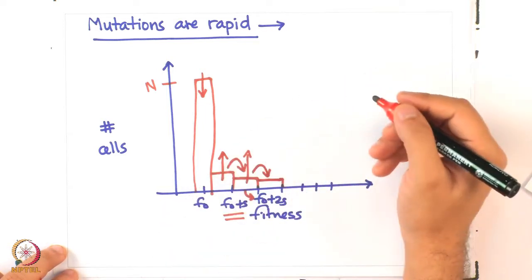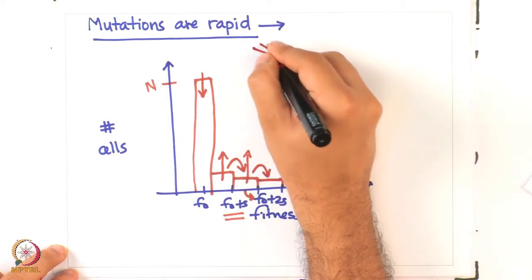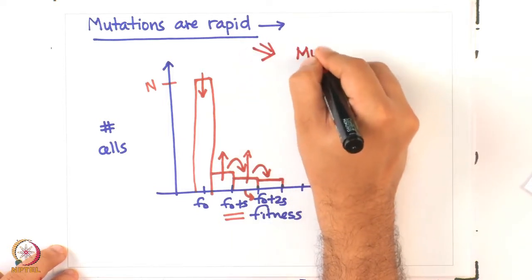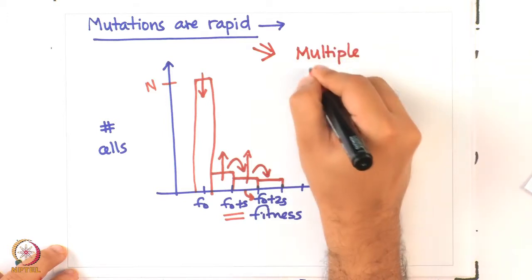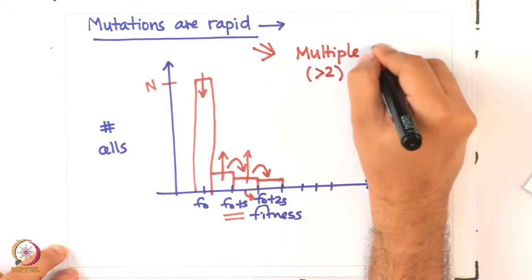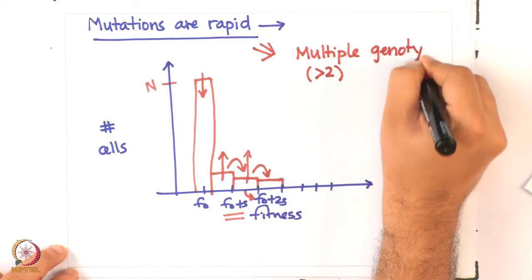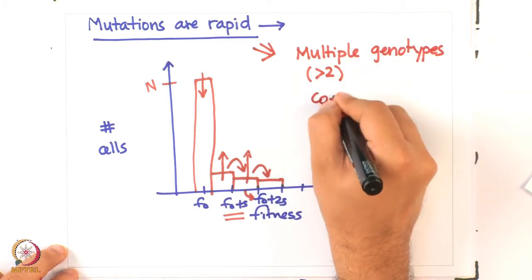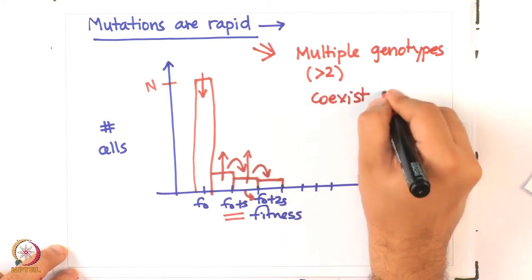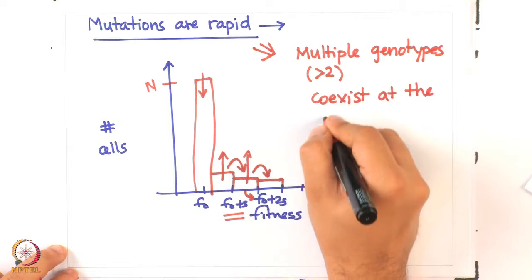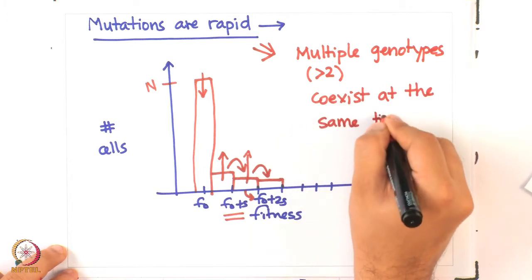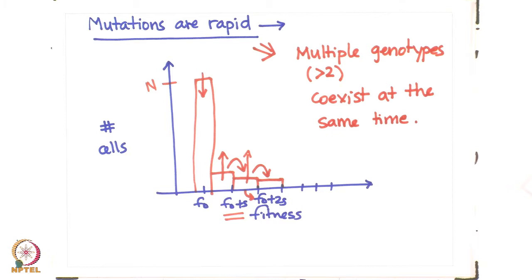So, when mutations are rapid, this regime implies that multiple genotypes, and by multiple it is greater than 2 genotypes, coexist at the same time. Because we are not limiting beneficial mutations occurring in the environment, beneficial mutations are constantly available to individuals of the environment, and the fitness will keep on increasing.